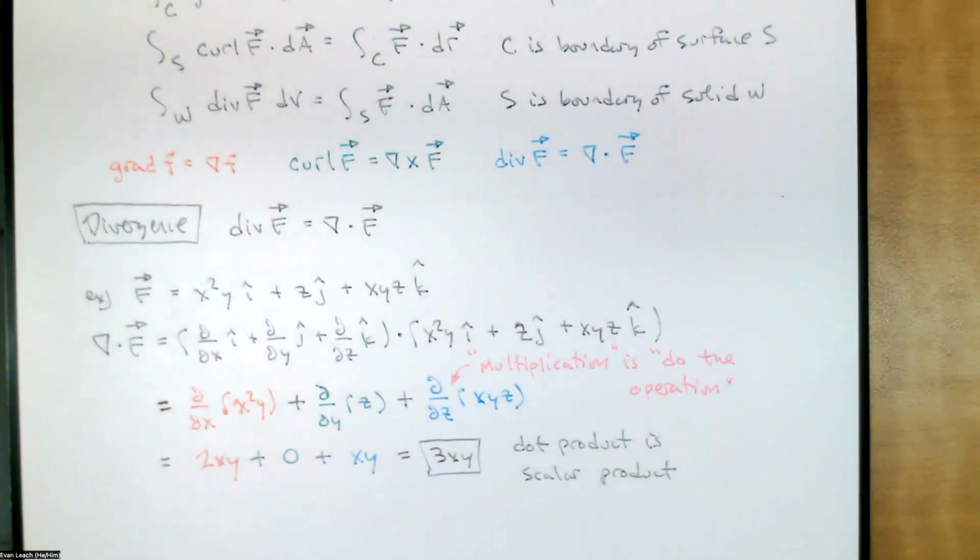The dot product is a scalar product. So we expected this to be a scalar function.